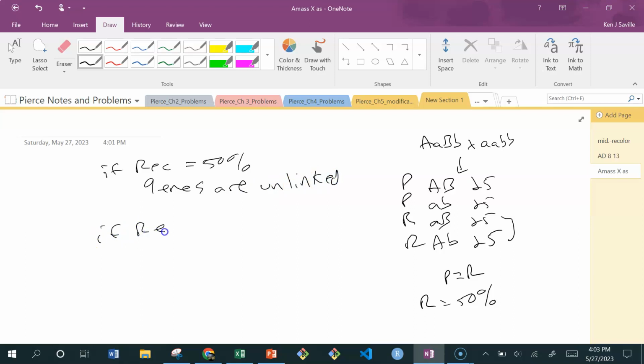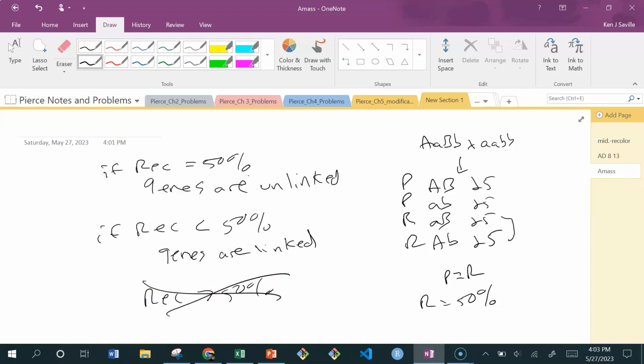If the recombinants are less than 50%, significantly less, not like 49.9, but some obvious number less than 50%, then the genes are linked. Now, you might ask, what happens if the recombinants are greater than 50%? You can never get that. The maximum number that the recombinants can be is 50%. I can explain why later, but just keep that in mind.